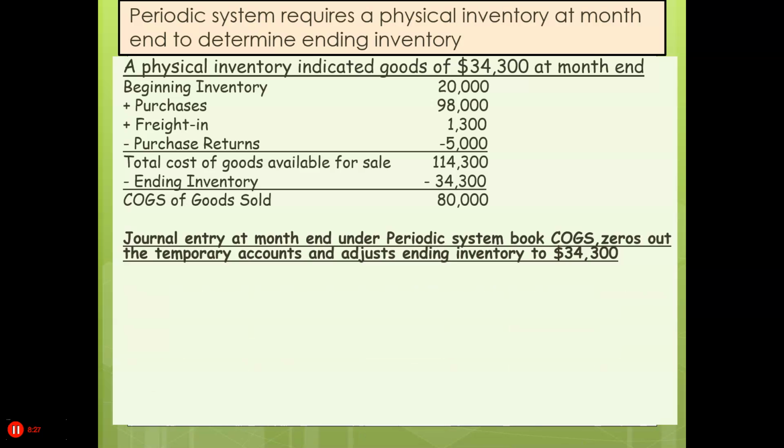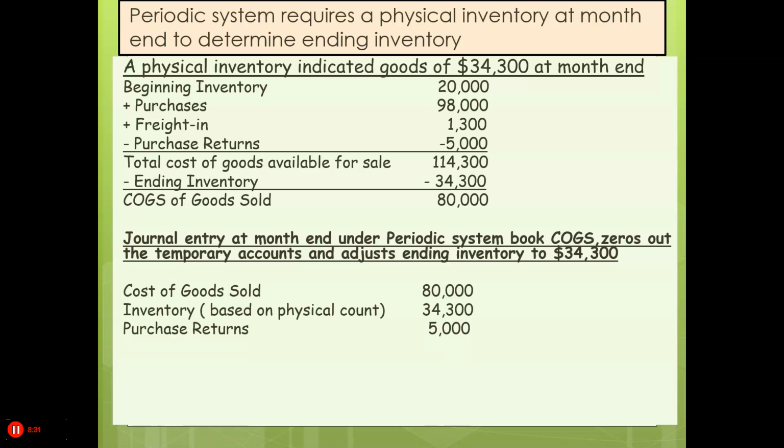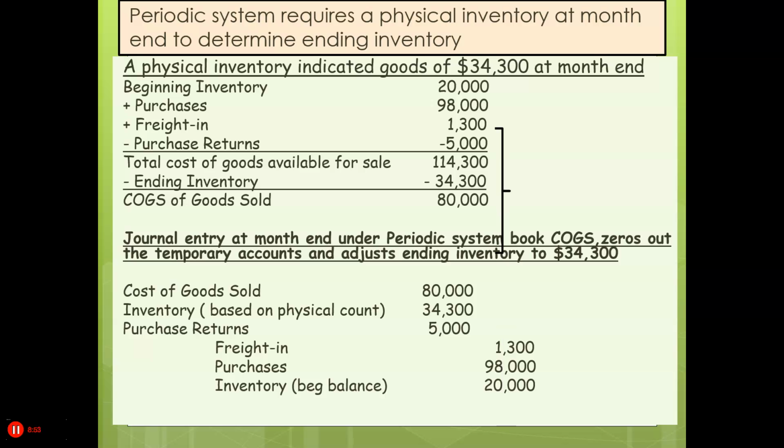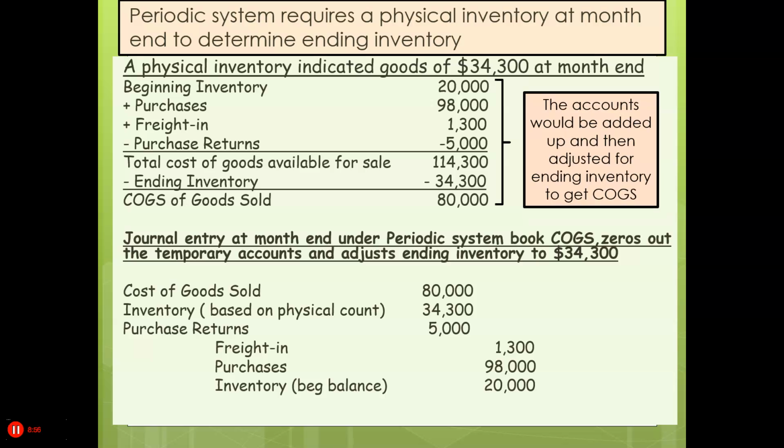Now we can do our journal entry. And what we have to do is we book cost of goods sold. We book our inventory, which is the 34,300. And now we have to zero out all these temporary accounts, which are purchase returns, freight in, purchases, and beginning inventory. That's the journal. Now this is what you have to do when it's periodic. So remember, they're added up and adjusted.